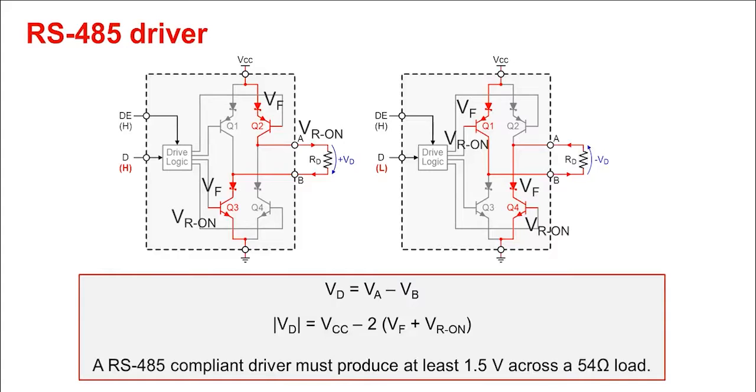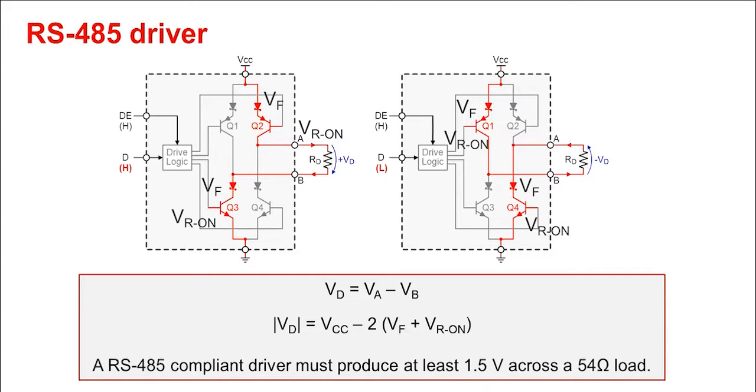An RS-485 driver consists of two pairs of transistors and diodes. The logic level on the D input pin defines which pair of transistors are biased when the driver is active and can drive current in either direction of a load similar to that of an H-bridge. The voltage drop across the load resistor measured from pin A to pin B is referred to as the differential output voltage of the driver. Recall that we stated the driver can drive current in both directions.